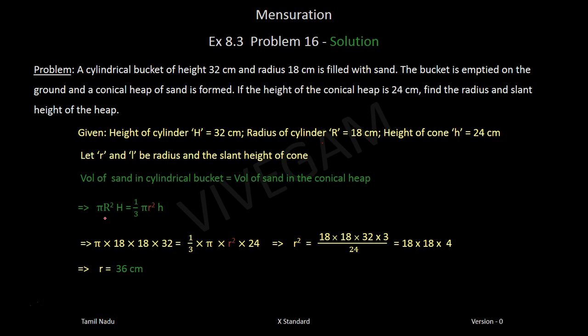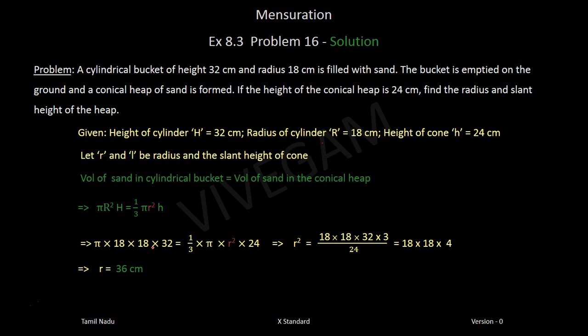Okay, now we know this value, so substitute these values. R is 18. The radius of the cylinder is given here, 18. So 18 into 18 into 32, the height of the cylinder. So substitute that here. It will be equal to 1/3 into pi into radius of the cone, we don't know. h, height of the cone, is given here, 24 centimeter. So substitute that here.